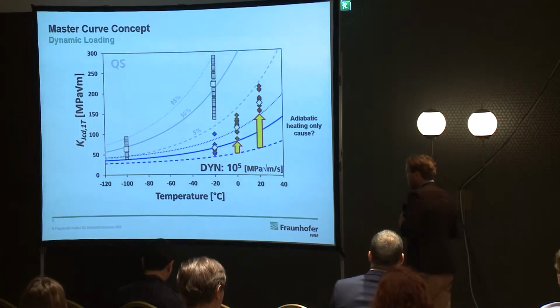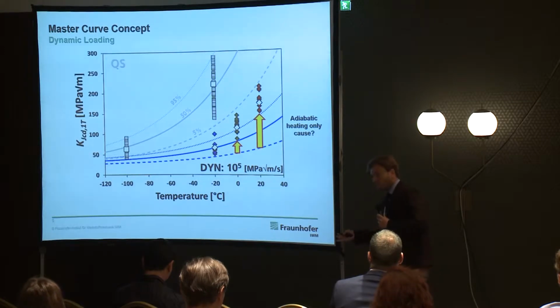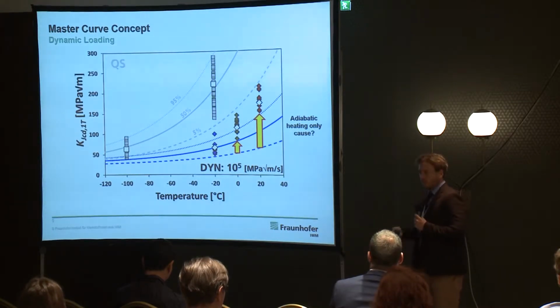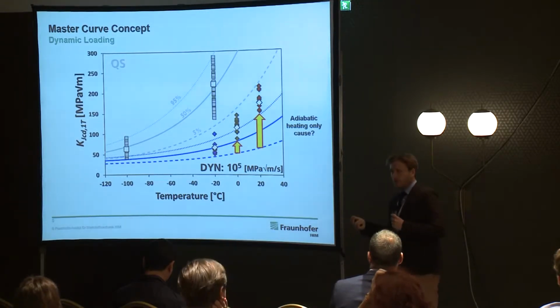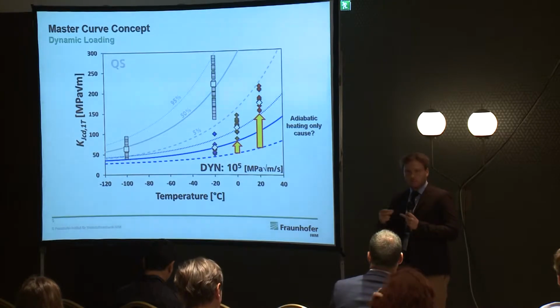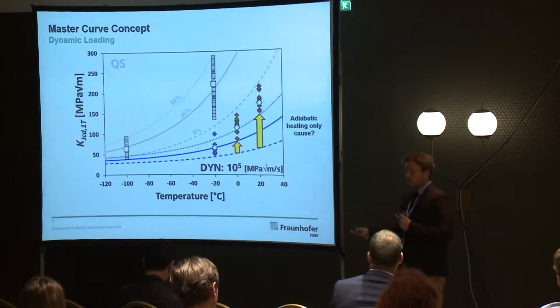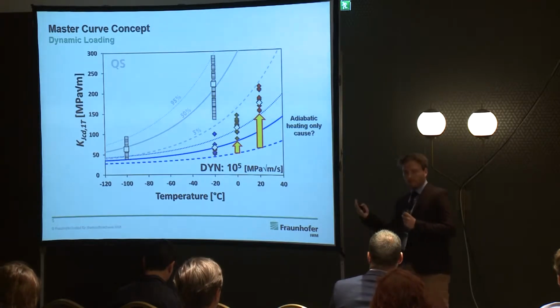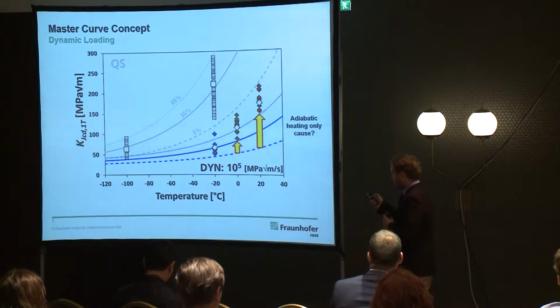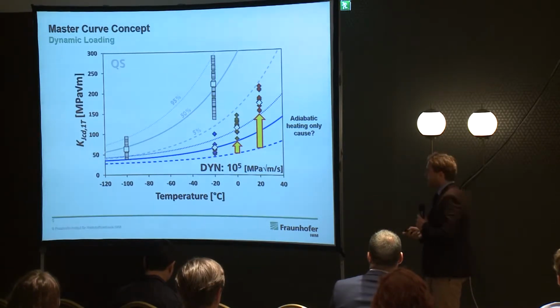Now the reason for this can be connected to adiabatic heating. We can all imagine, if testing time is reduced, then the dissipated heat in the crack tip region has less time to dissipate in the specimen. And so we have a temperature gradient, and so we have locally an increased value in toughness. So that's why the experimentally observed values are much higher.